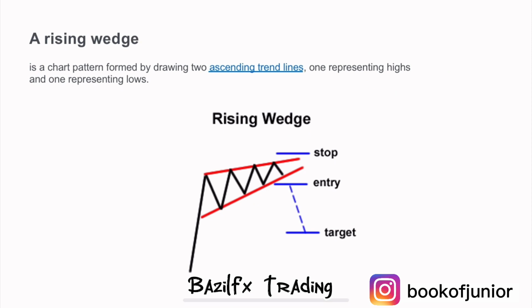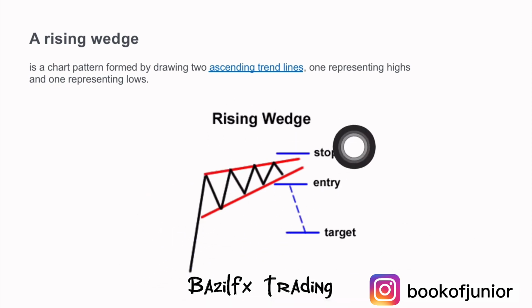Then from here we have the rising wedge. So the rising wedge is a pattern formed by drawing ascending trend lines, one representing highs, another representing lows. So this is how we draw it. We draw one trend line like this, another trend line up here. So when you draw both of those trend lines, they form a pattern called a rising wedge. You can see it's rising, it's going up.